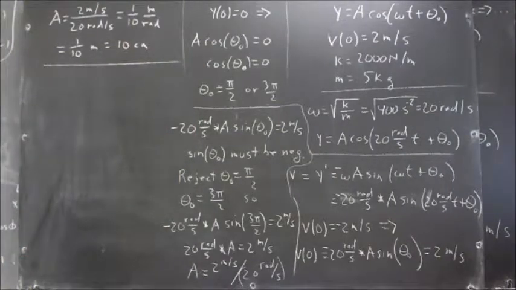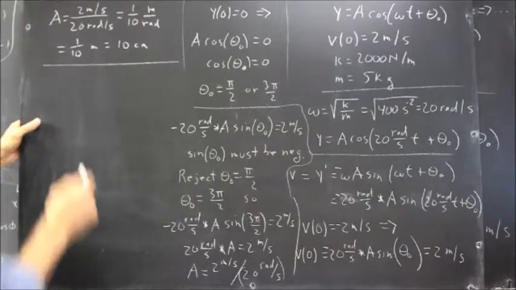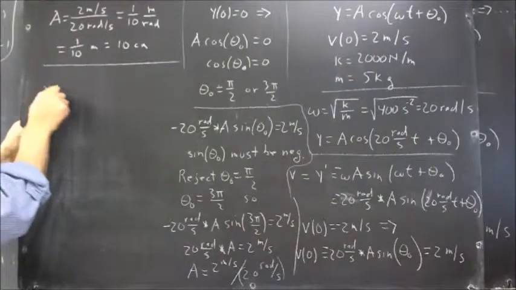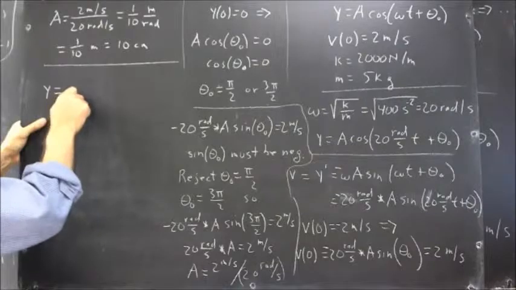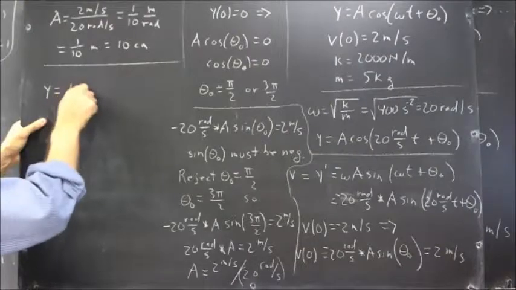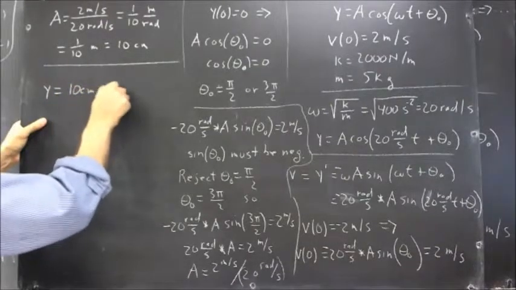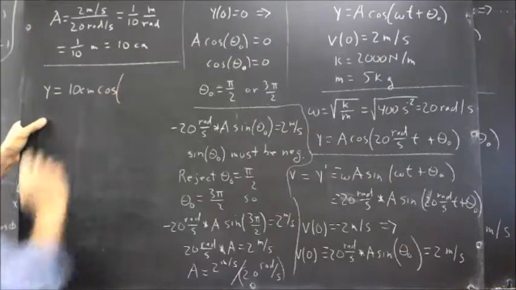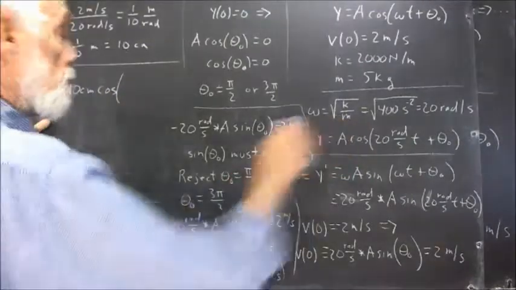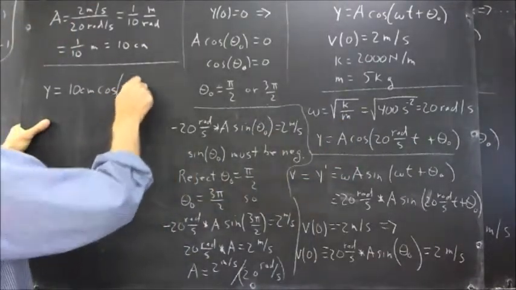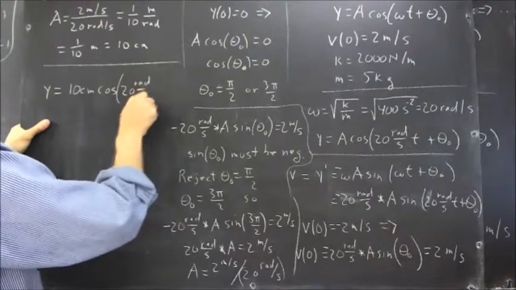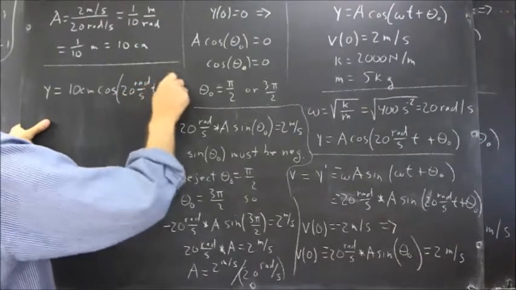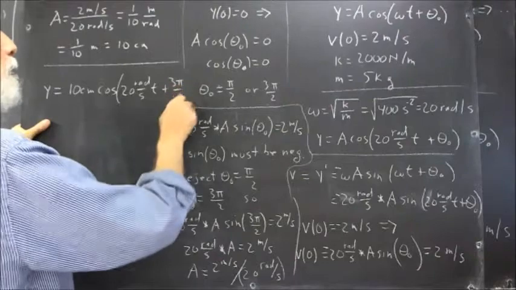So we now know the motion of this oscillator. Okay, so y equals A, which is 10 centimeters, times the cosine of omega t. Omega is 20 radians per second, times t, plus 3 pi over 2.